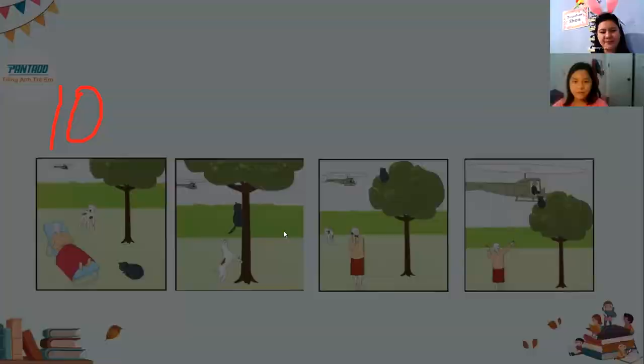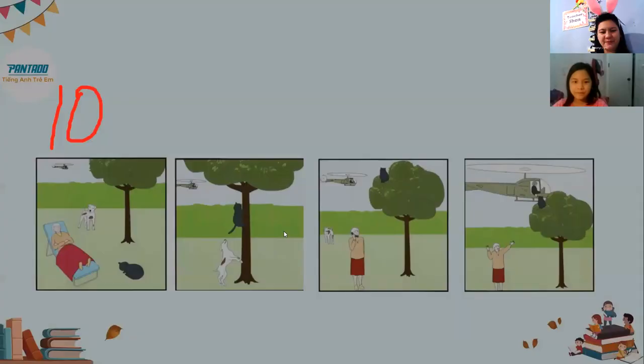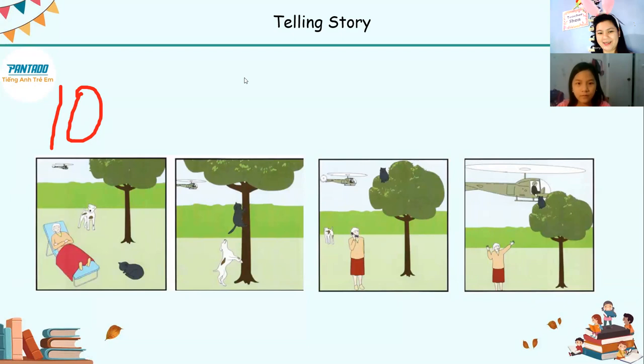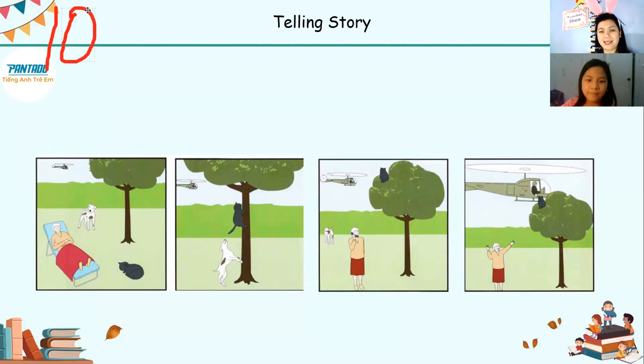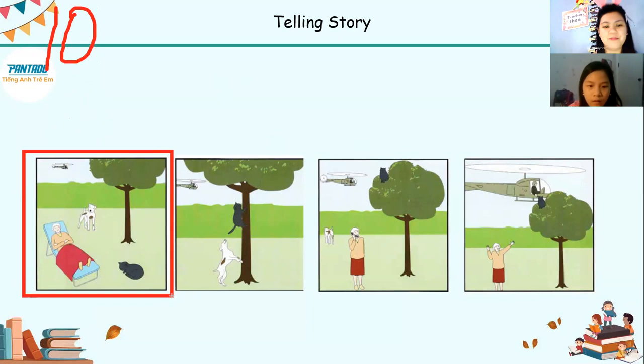Okay, now let's continue. This time, you're going to tell a story based on the picture that you see. Can you do it? Look at the first picture. Can you tell me what happened in that picture? There is a woman on the chair. And her cat and dog. Okay, what does the cat do? The cat is sleeping. What's the color of the dog? The dog is white, but it has a smile.